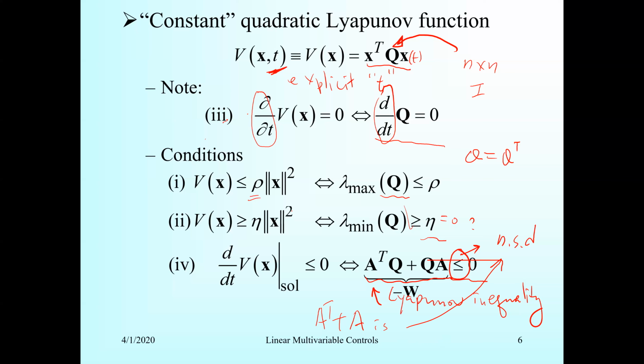So we call this minus W, and W is positive definite. If the minimum eigenvalue of a matrix is non-negative, then W is called positive semi-definite, PSD.